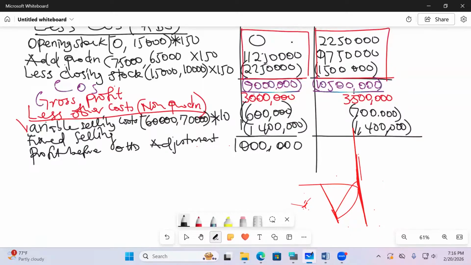How about this one here? 1.4 million. From there we'll be able to capture what we call over or under absorbed overhead, isn't it? So we have here over or under absorbed overhead. And remember, it's not just any overhead, but production overhead.